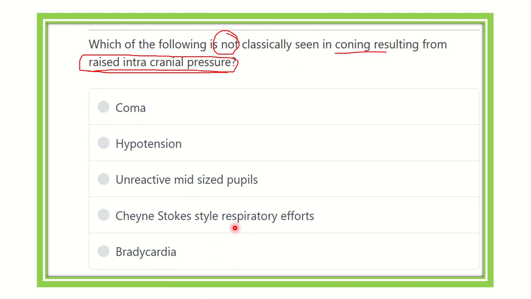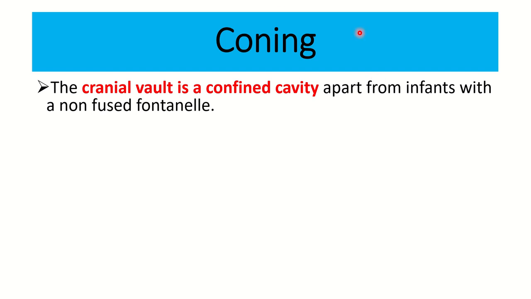So first of all, we have to know about coning and raised intracranial pressure. Here we can see the cranial cavity is confined by a rigid bony framework, except in the infant, because in infants there are two important fontanelles, anterior and posterior, and the anterior fontanelle is prominent. So in children, when intracranial pressure increases, the bulging of the anterior fontanelle compensates for the intracranial pressure slightly.